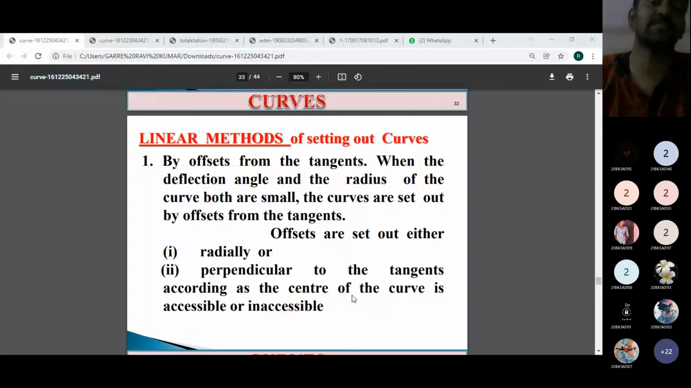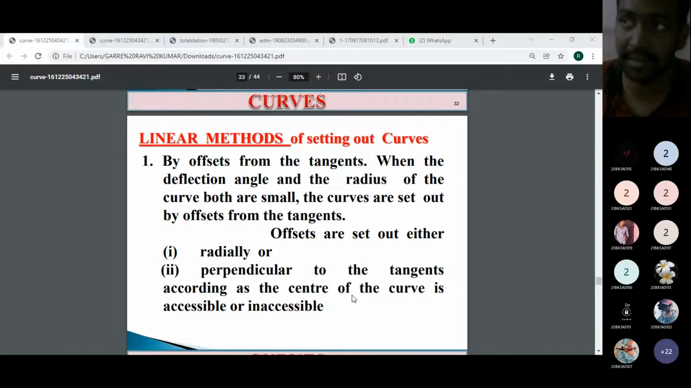Yeah, one more method of setting out a horizontal curve or circular curve is the offset method. First of all, what do you mean by offset? Offset is nothing but any line which is drawn perpendicularly to a survey line to any object.